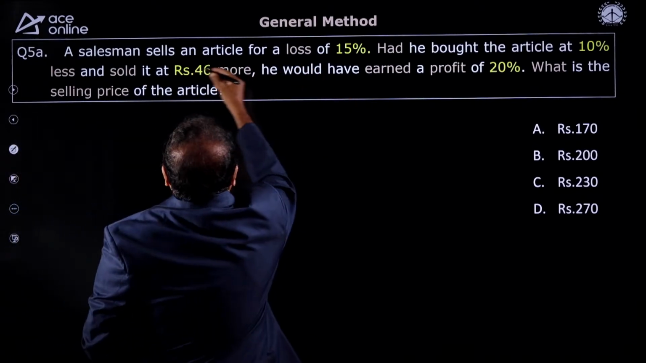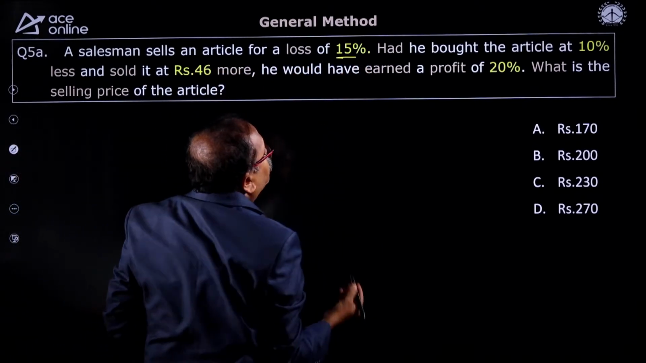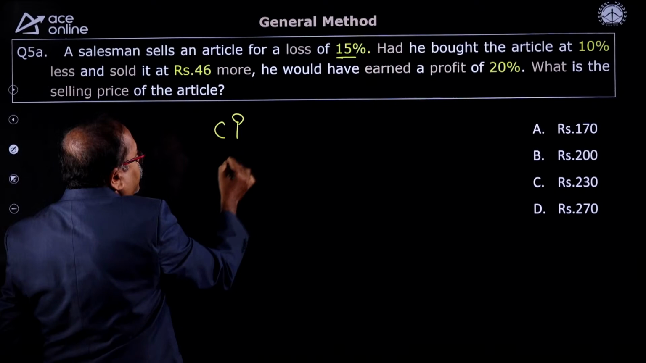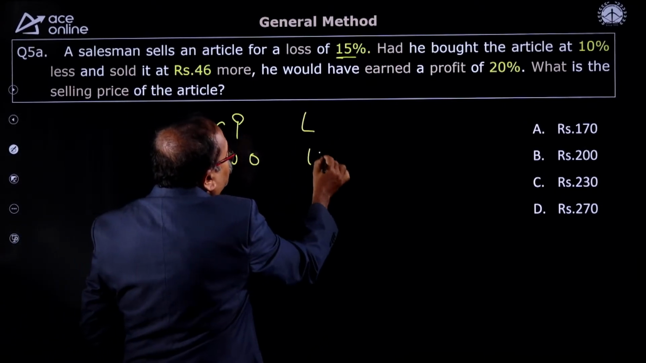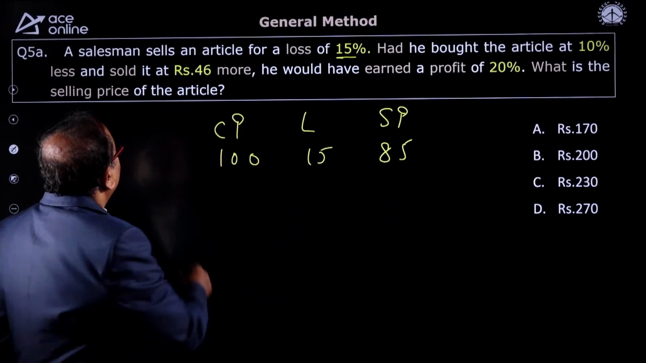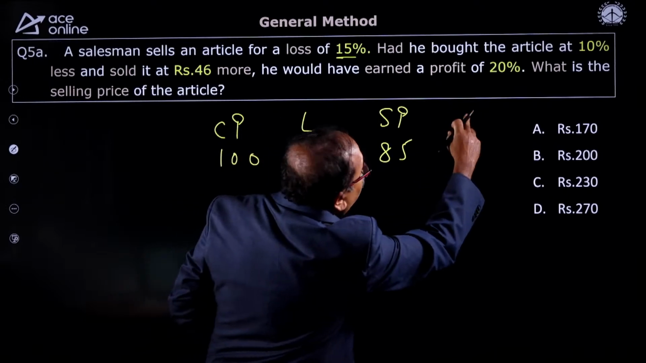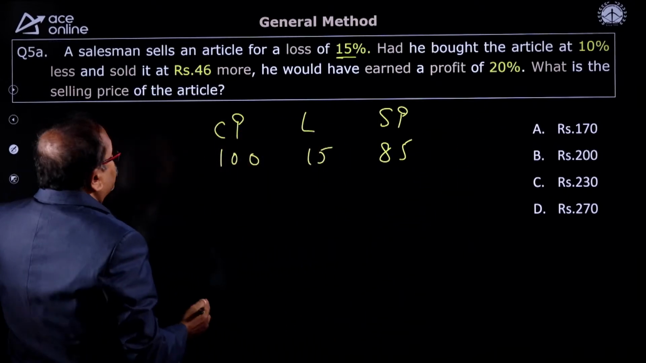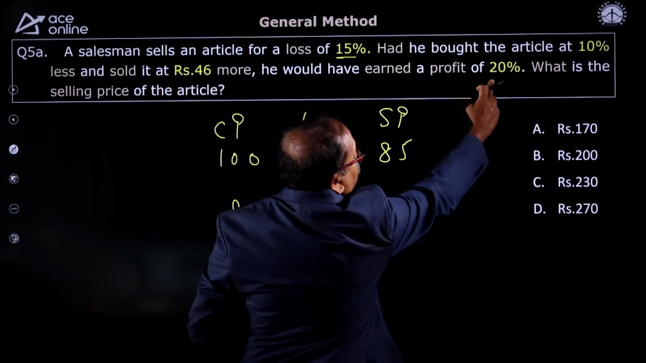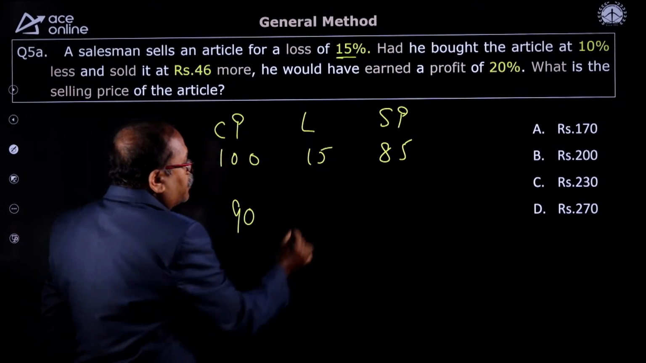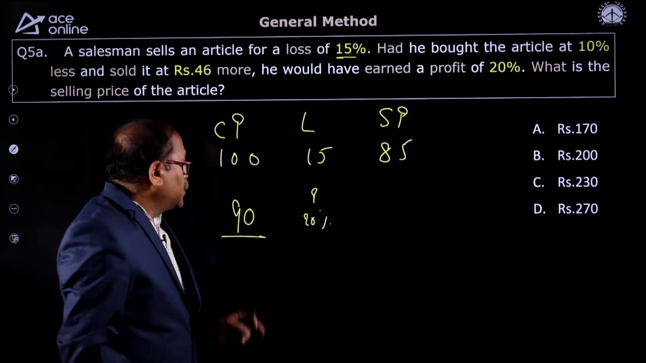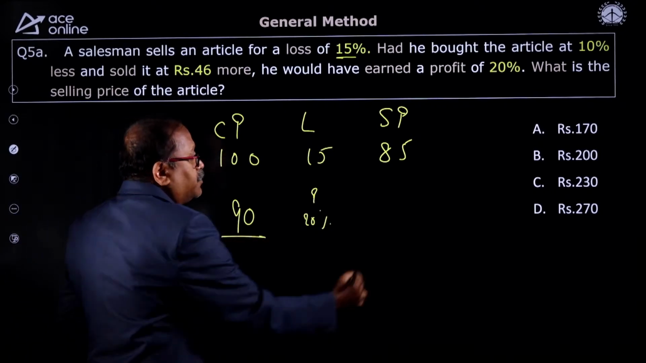So, let's see. A salesman sells an article at a loss of 15%. So, if the CP is 100, the loss is 15 and the SP is 85. Now, if he bought the article at 10% less, that means the CP will be 90. In this case, he is getting a profit of 20%. What is 20% of 90? 18. So, 90 plus 18 is 108.